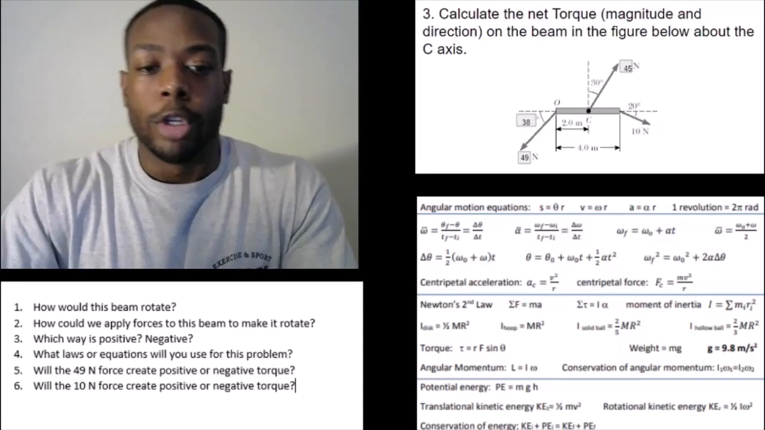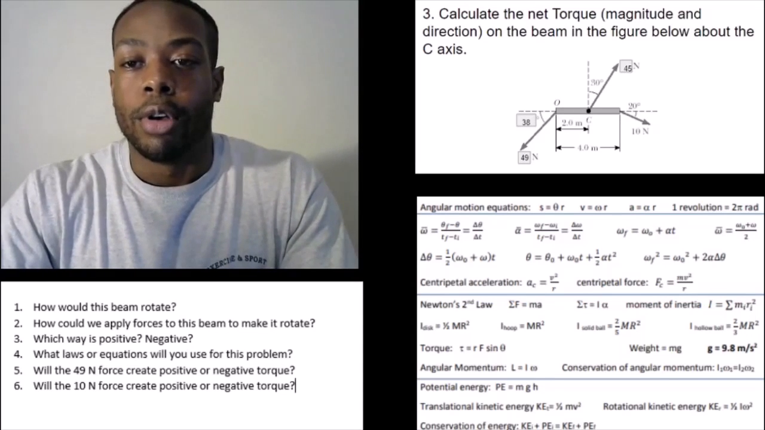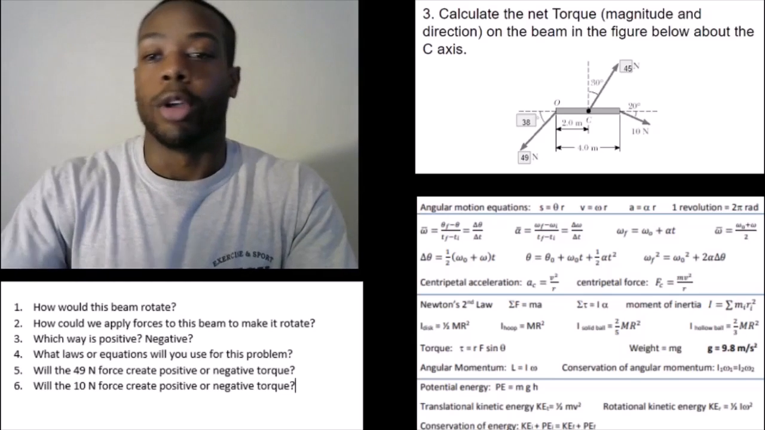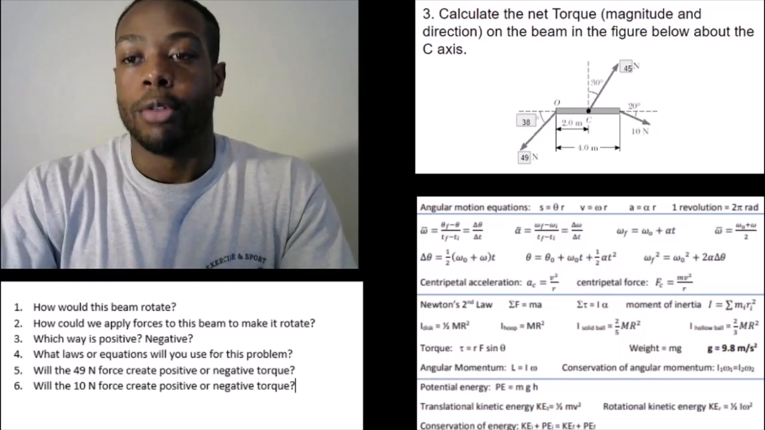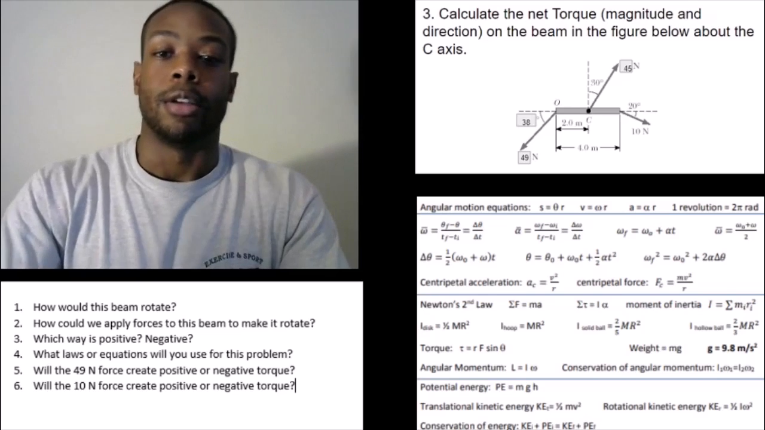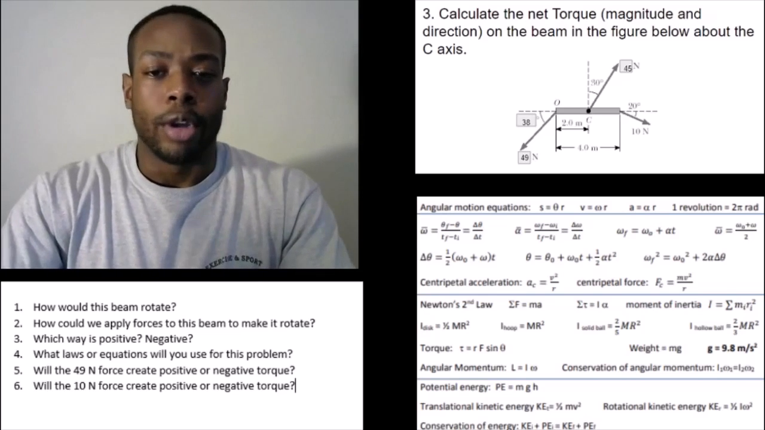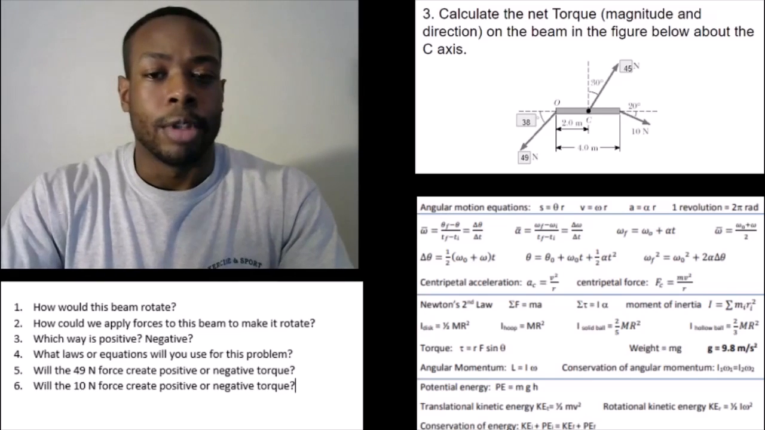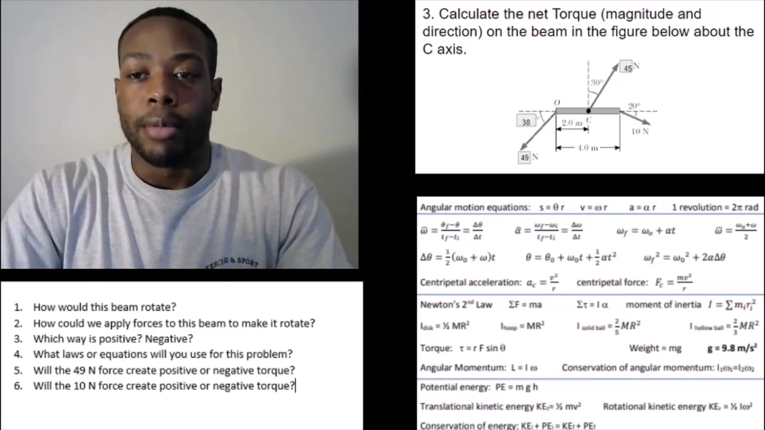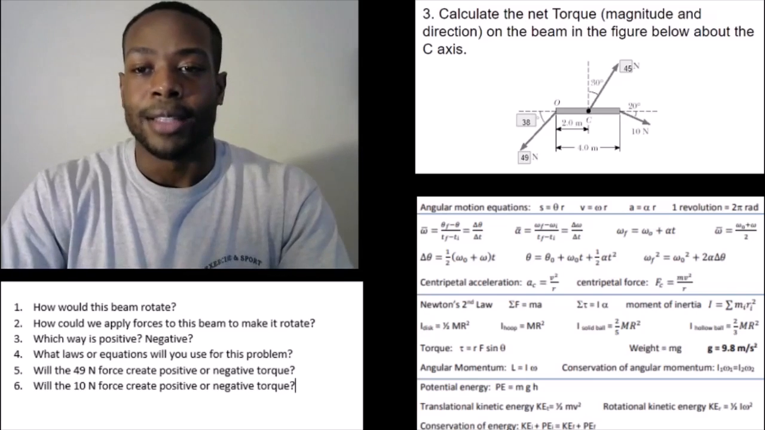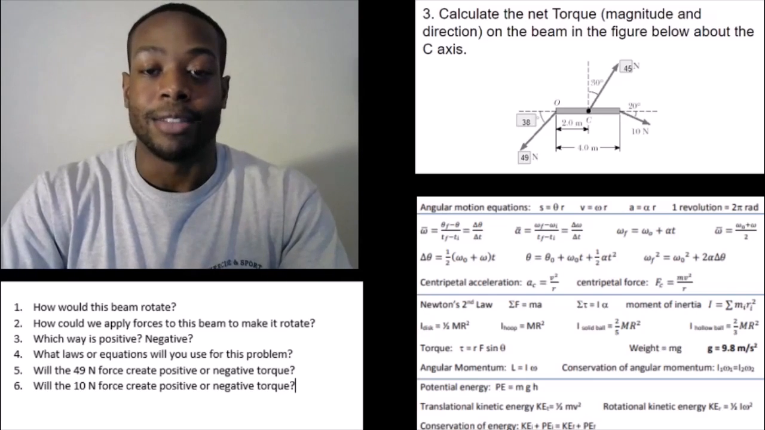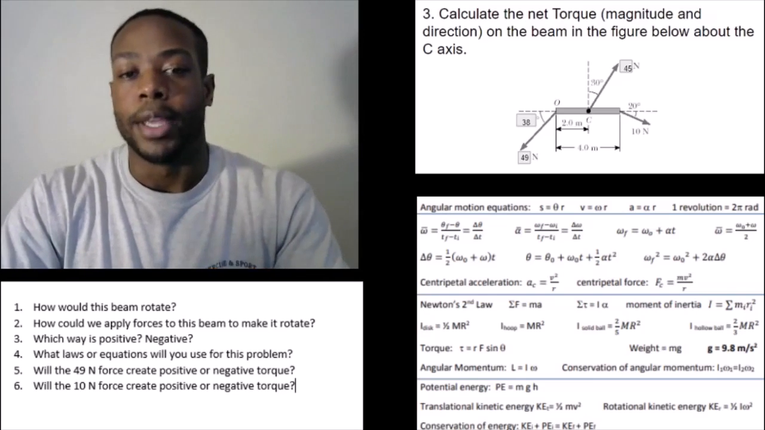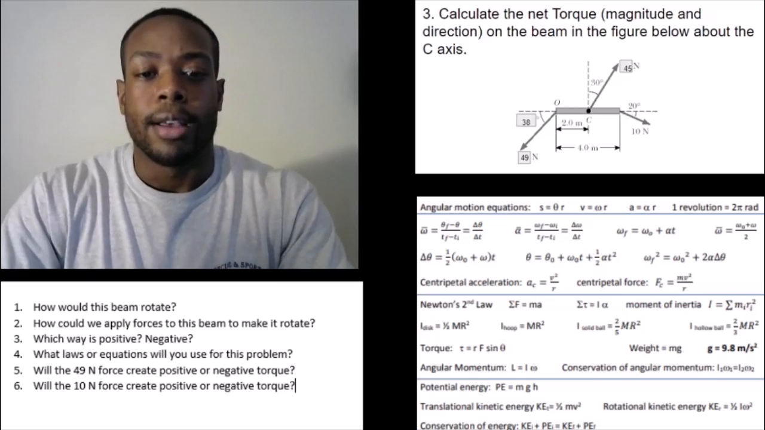So here's another good one. We want to calculate the net torque on the beam in the figure below about the c-axis. So net torque here is just essentially the sum of the torques. So I just want to figure out the sum of the torques on the beam in the figure below about the c-axis, and if you can't see very well, the c-axis is that axis in the center of the beam. So that's what we're looking at.